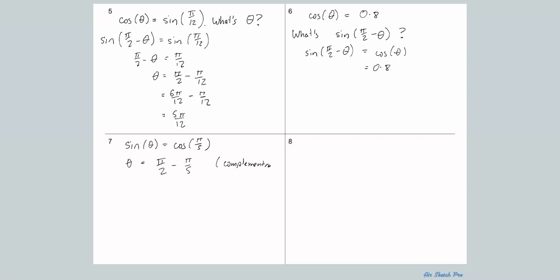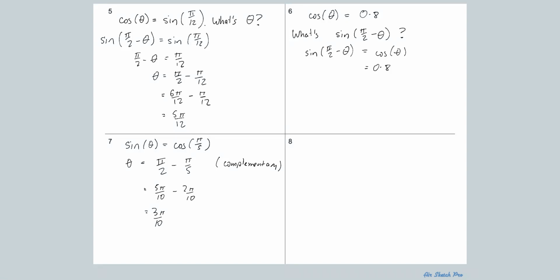Because they're complementary. Now, we've got to find a common denominator. So the common denominator of 2 and 5 is 10. So that will be 5 pi on 10 minus 2 pi on 10. And that equals 3 pi on 10. Again, assuming that theta is only in the first quadrant. Okay, assuming that.